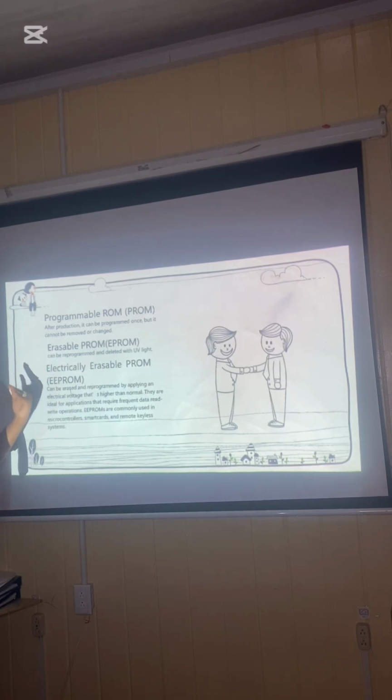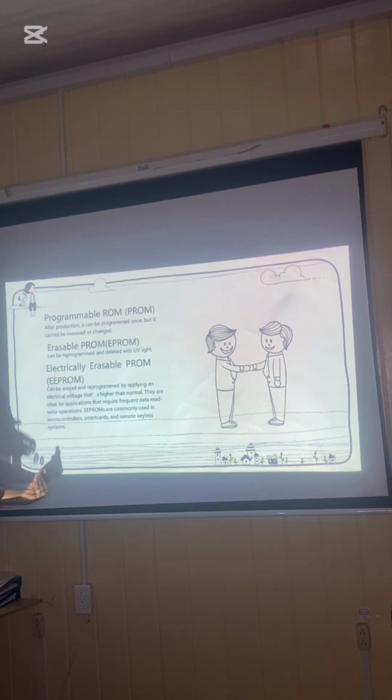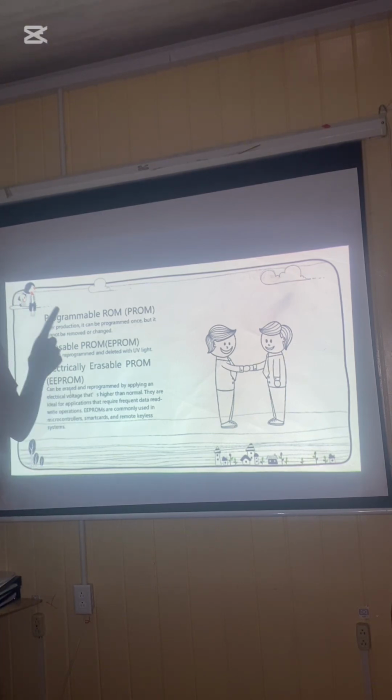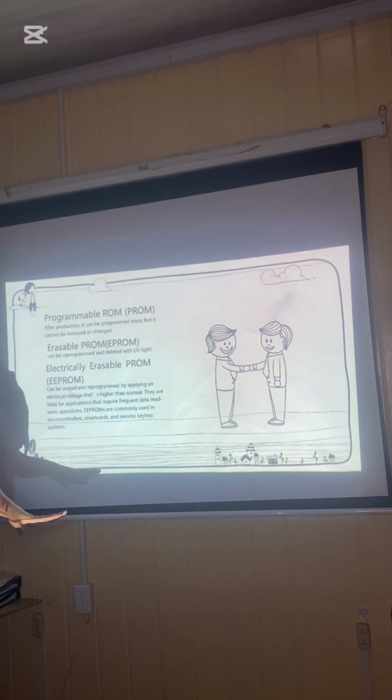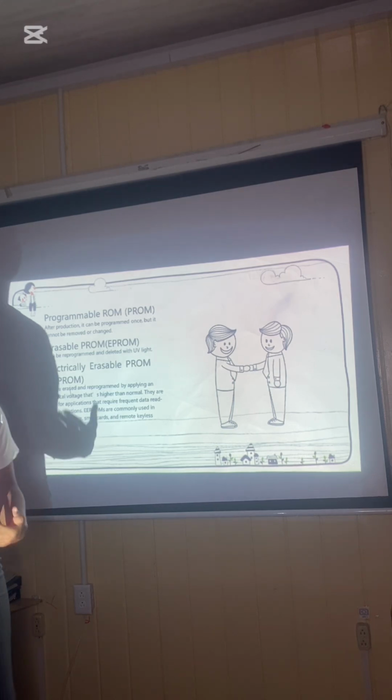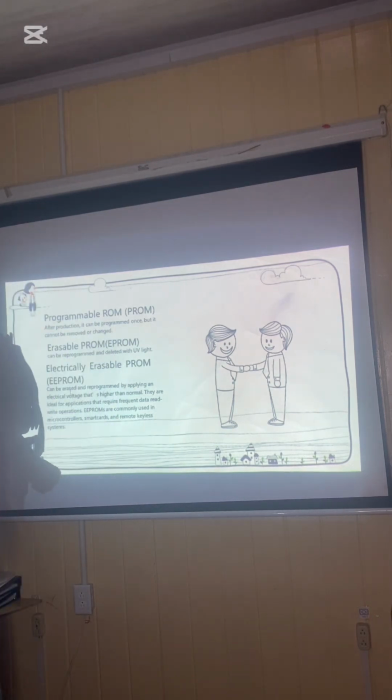So the PROM stands for the programmable ROM, as you may know by now. After it was manufactured, it can only be programmed once. However, the information on it cannot be changed or removed. On the other hand, the EPROM can be programmed or deleted with a UV light.